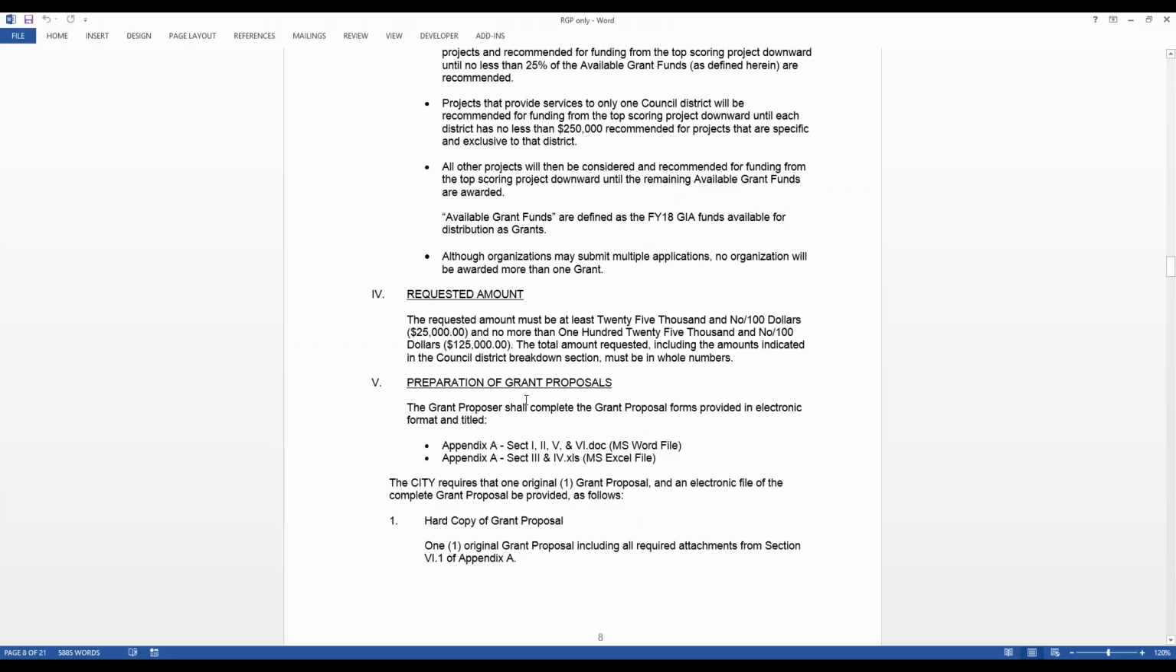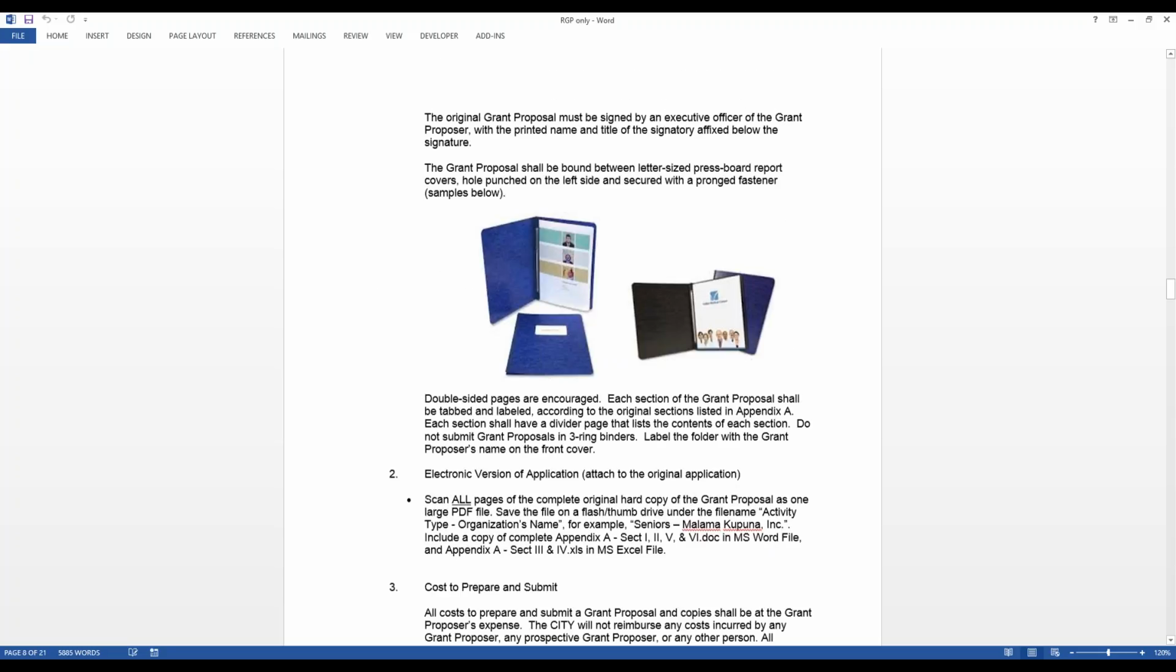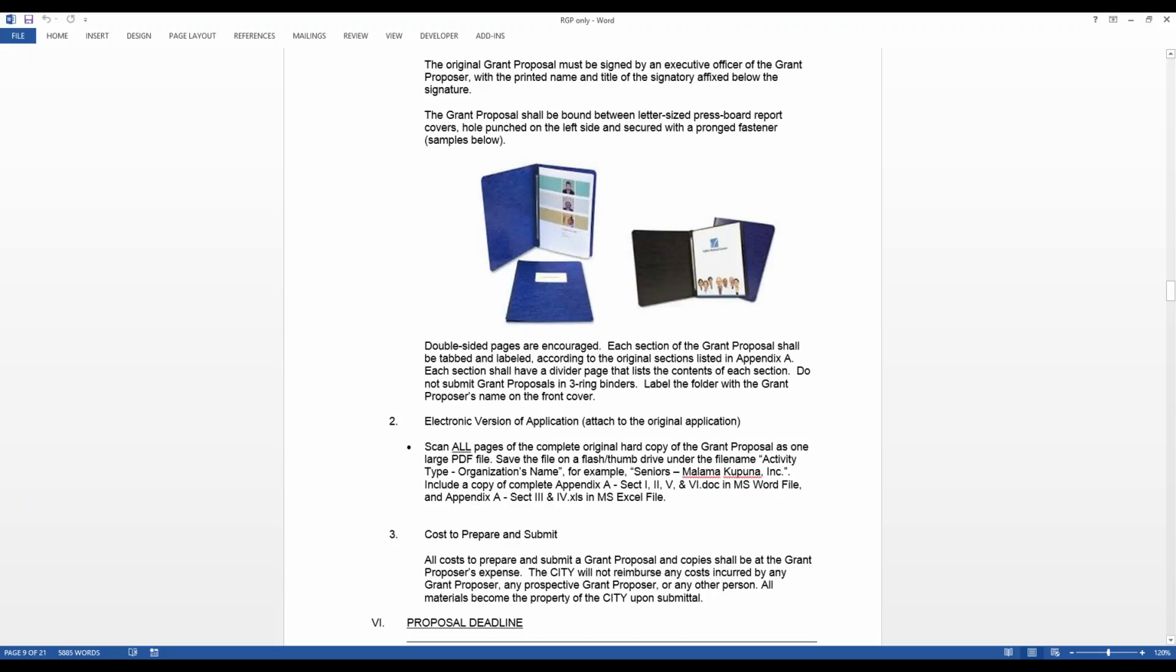So the hard copy of your grant application should be bound between the letter-sized pressboard report covers. And here is the little picture how it should look like. This has been our standard format for quite a bit, so that's the preferred way of submitting your application. We do encourage double-sided pages, and make sure that each section of the grant proposal is tabbed and labeled. And we ask you not to submit the grant proposal in 3-ring binders because sometimes they can be bulky.